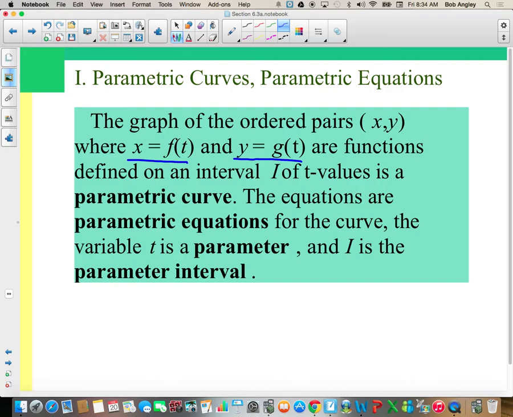Now, this part here where it says an interval I of t values, I want you to think about this as corresponding to the word domain in functions. Remember, the domain was the replacement set of x. And so this interval they're talking about will be a t interval, and it will be the replacement set of t, so it acts like domain does.